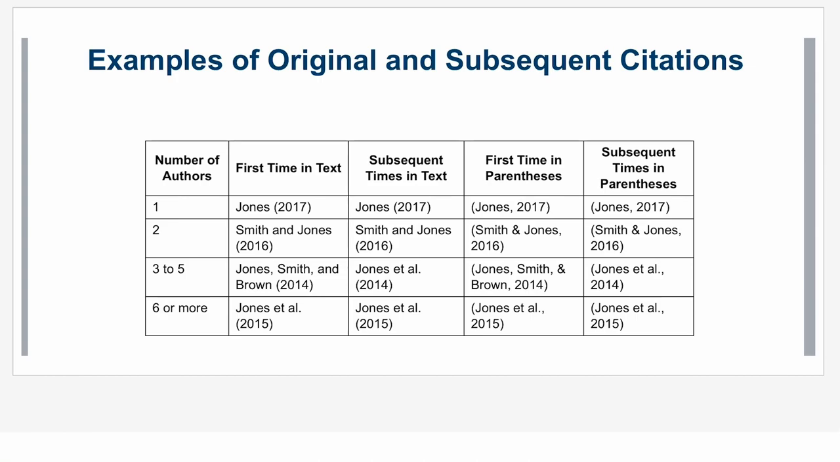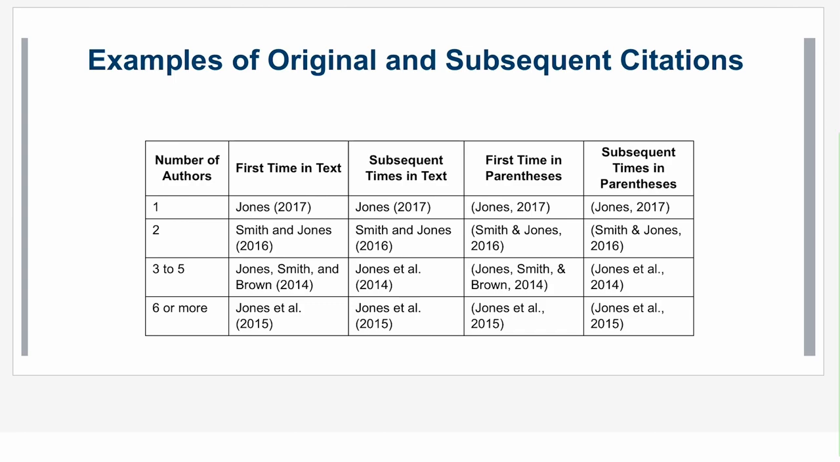You see that there's the number of authors, and it shows you how you would cite it the first time in the text. So remember, the first time that you cite it, not quote, cite, you have to list all of the authors. The subsequent times in the text, so after that first initial citation, any other time you cite that same source in the paper, you can just use et al.